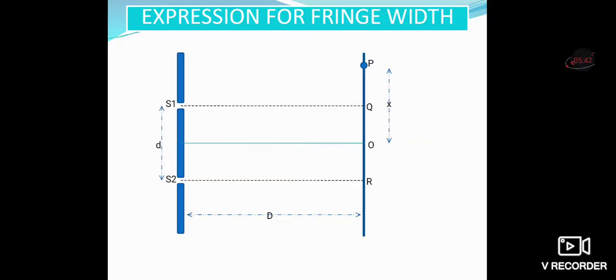The path difference between the light waves reaching the point P from S1 and S2, that path difference we are now going to calculate. See here, S1P is not equal to S2P. According to the diagram you can understand that S2P is greater compared to S1P. Yes, of course there is a path difference. Then what is that path difference? We are going to calculate.